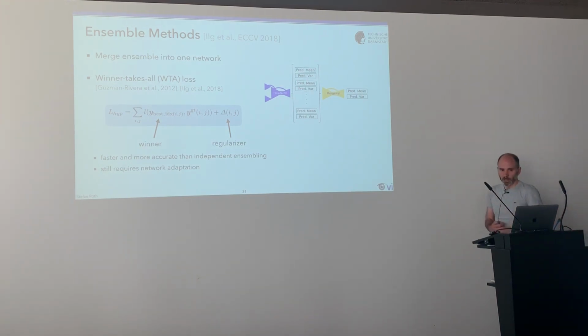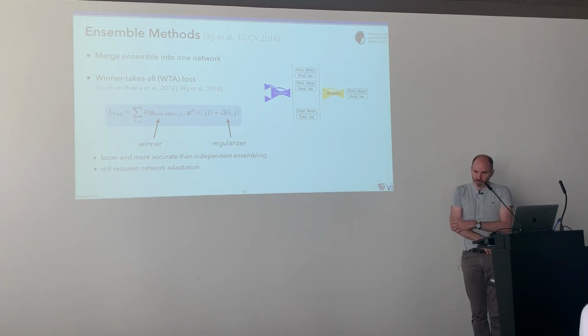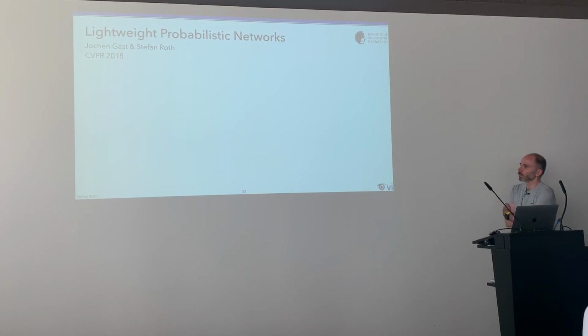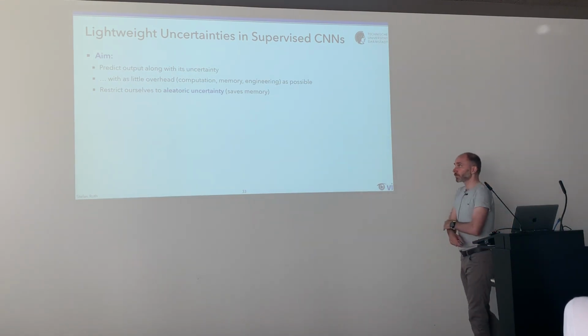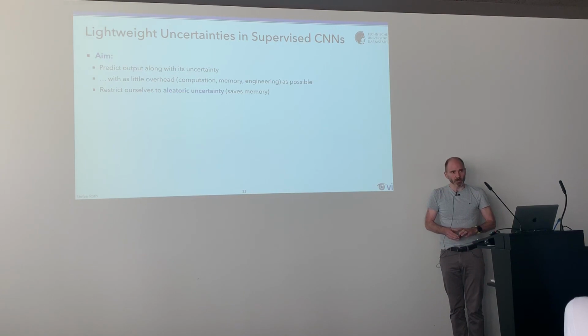Okay? So what I want to talk about next is some work that we've done to basically give you uncertainties without much additional engineering. So that was our goal. And so we call it lightweight probabilistic networks. So we want to predict the output with its uncertainty also in regression tasks. And we don't want to have much computation overhead, memory overhead, and also not much engineering. We just want to take the well-proven networks that people are using and reuse them, and repurpose them to give us uncertainties.